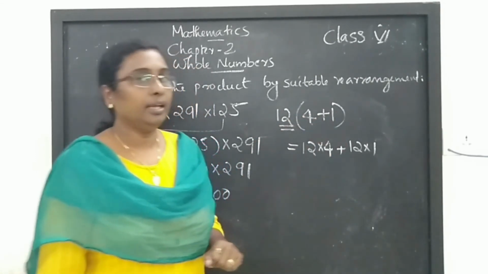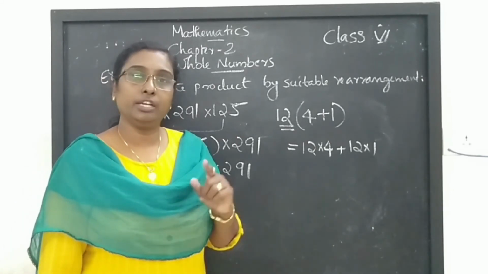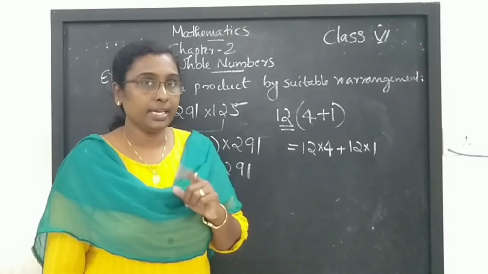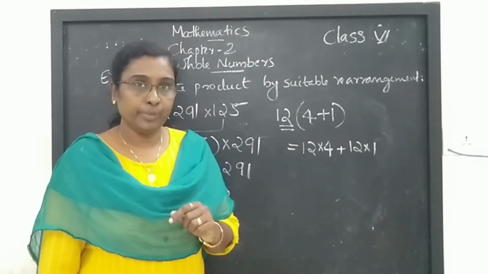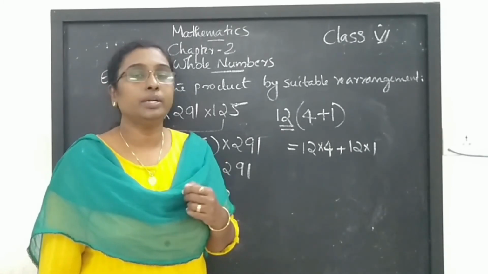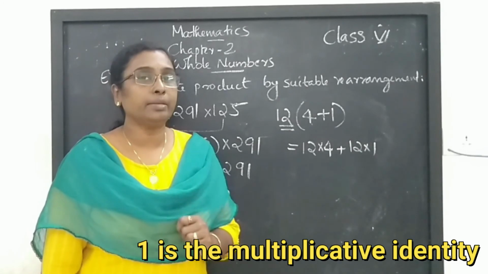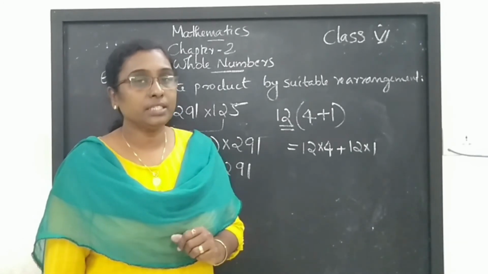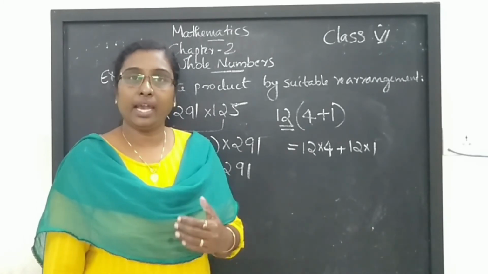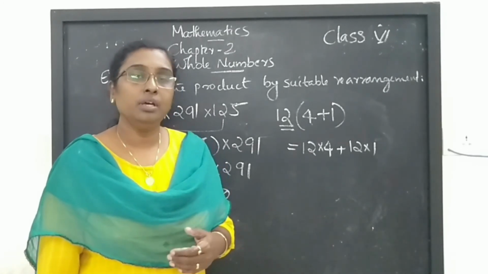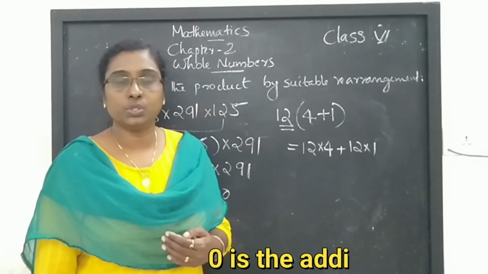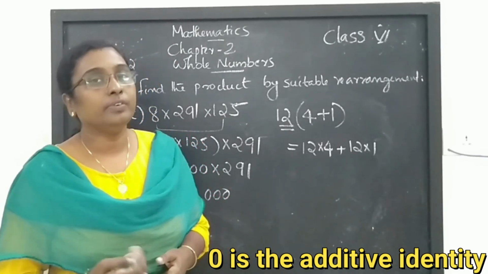Okay. Then identity. What is the identity for multiplication, or multiplicative identity? Multiplicative identity is 1. Why? Because if we multiply 1 to any whole number, we get the whole number itself. So 1 is the multiplicative identity. What is the additive identity? Additive identity is 0, because if we add 0 to any whole number, or if any whole number is added to 0, we get the whole number itself. So 0 is the additive identity.